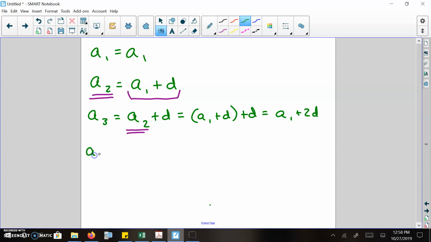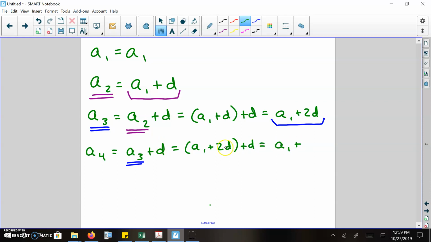Alright, what about a sub 4? Let's do this a couple other times and then see if we see a pattern. To find a sub 4, we go back to the previous term, which is a sub 3, and add the common difference, which is d. Well, what is a sub 3? We figured out a sub 3 is a sub 1 plus 2d. If I replace a sub 3 with a sub 1 plus 2d, and then add this other d, now I've got a sub 1 plus 3d.